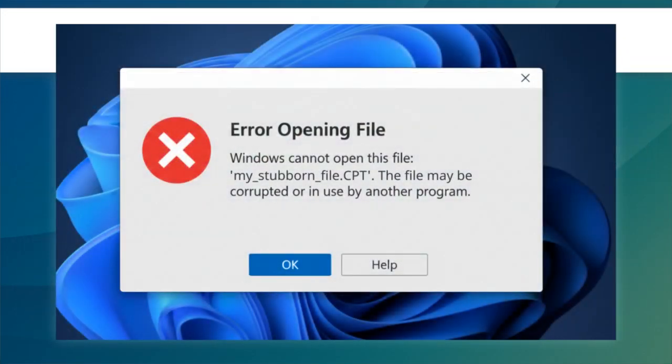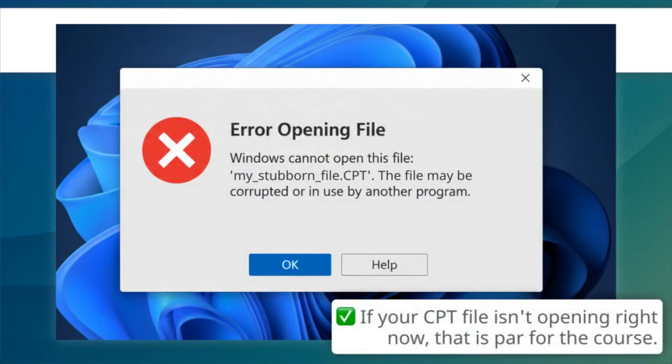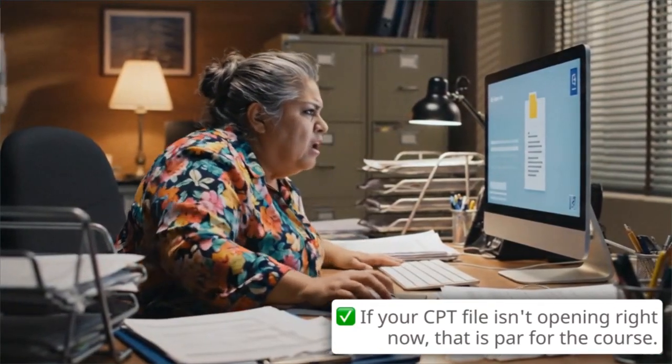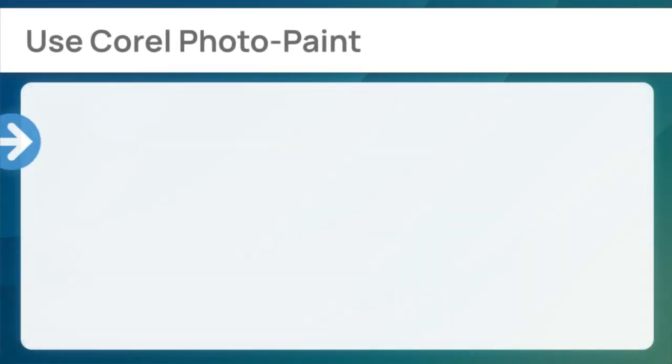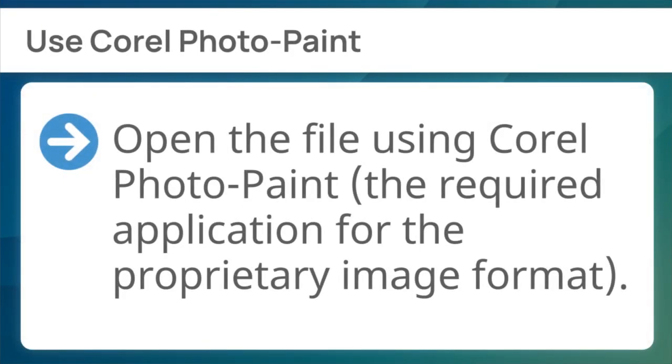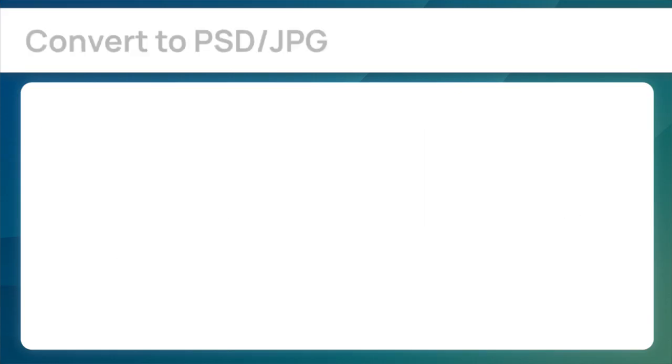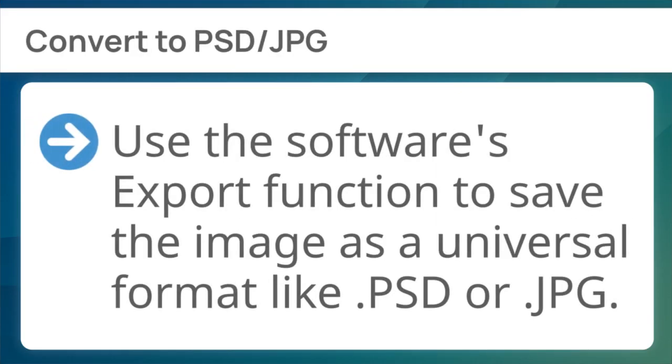If your CPT file isn't cooperating, don't worry. Let's immediately implement 3 focused troubleshooting steps to find the underlying issue. First, use Corel Photo-Paint. Open the file using Corel Photo-Paint, the required application for the proprietary image format. Next, check version. Ensure your Corel Photo-Paint version is compatible with the version that created the file. Finally, convert to PSD/JPG. Use the software's export function to save the image as a universal format like .psd or JPG.